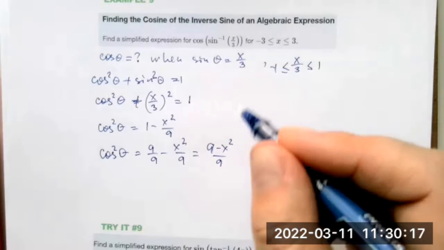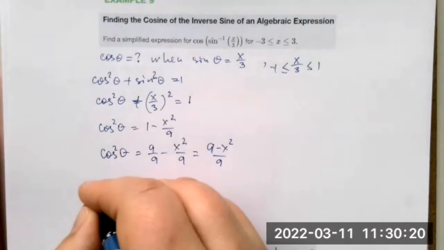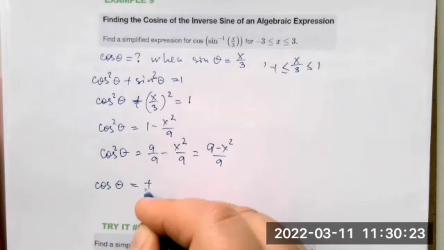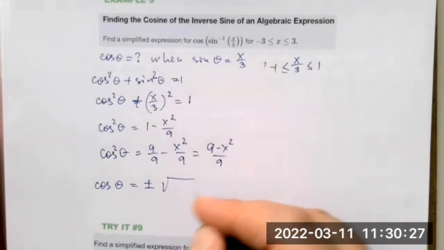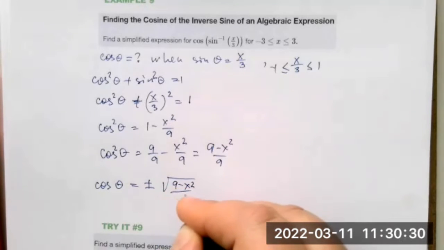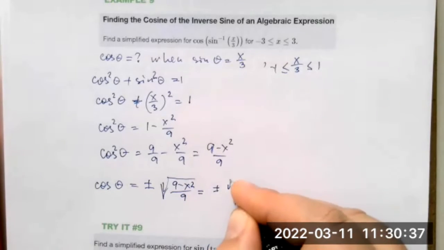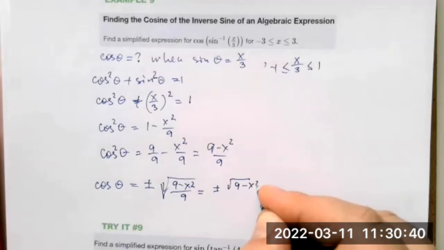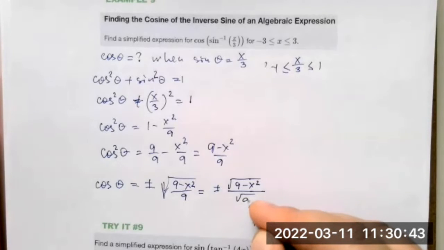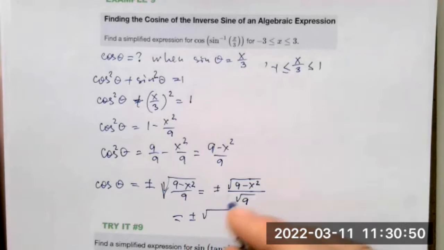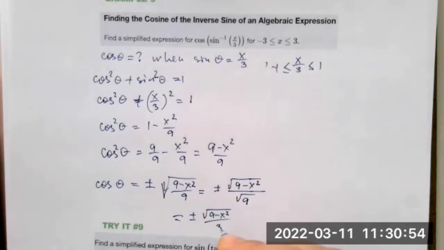Okay, but now let's unsquare the cosine. So normally we're going to get a positive or negative root of 9 minus x squared over 9. And we're going to separate the root, writing the numerator under a separate root and the denominator under a separate root. So simplifying will give us positive or negative root of 9 minus x squared over 3. Now be careful, 9 minus x squared does not simplify. It does not become 3 minus x. Be careful, don't make that mistake.